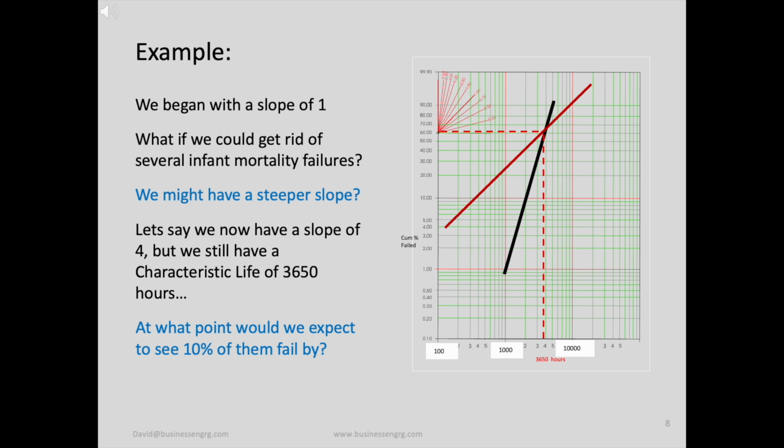We go over to the y-axis and locate the 10% cumulative probability of failure, trace it over to the new plotted line, and then trace it down to the x-axis. We see that we can expect that approximately 10% of them would fail within 2,200 hours. You definitely won't get that kind of insight by using MTBF.